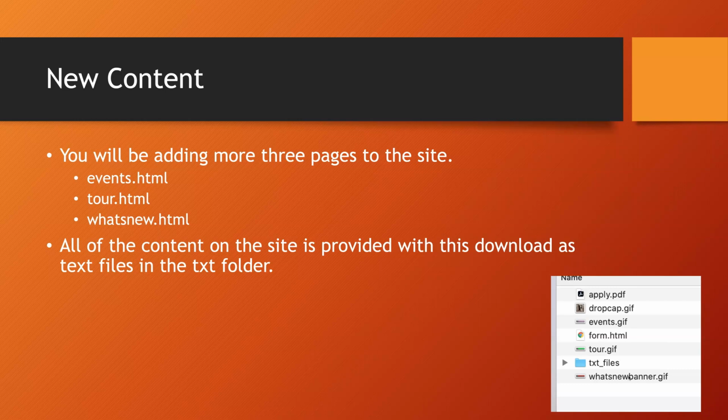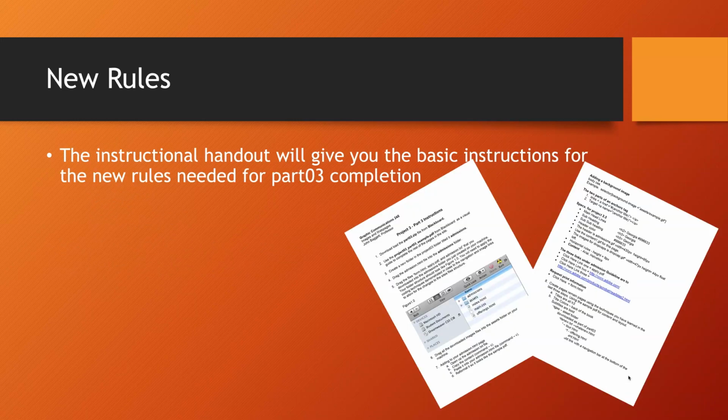Go to the text files, select everything on the page, Command A, and then go to the page that you want to put it in and go in between the opening and closing body tags and paste this text in. The new rules: you'll be getting an instructional handout, and there'll be a list of new rule guidelines that you'll need to have in order to finish the website.